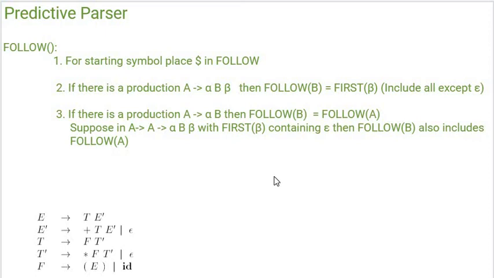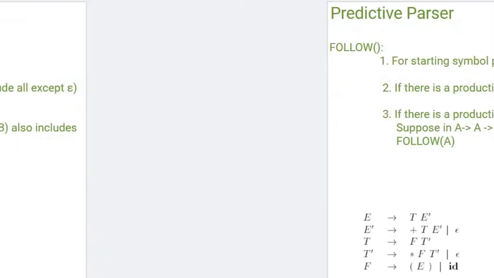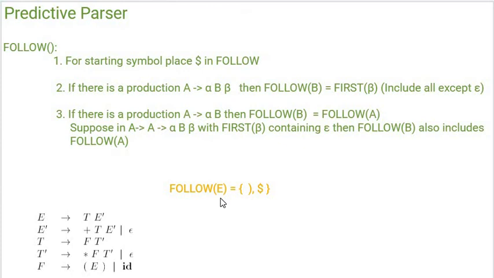Now let us go with some examples. So let us take the same grammar which we used for discussing the first operation. We have a grammar with these productions. Right. Now what is follow of E? What will be follow of E?